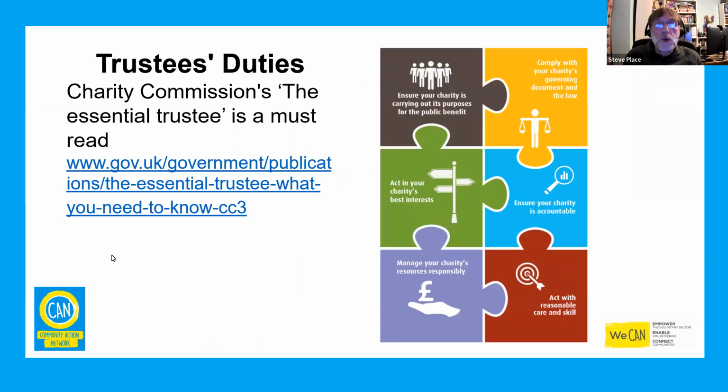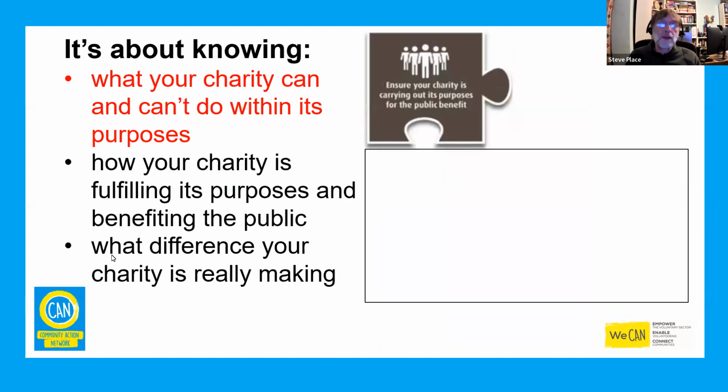Those of you who know this stuff will know that the Charity Commission has this publication called The Essential Trustee, which is what it feels all trustees should know. This is what their role and responsibilities are, and it separates them into those 6. I'm going to bang through these 6 very quickly, just pointing out where some of the financial responsibilities are, and they're in red.